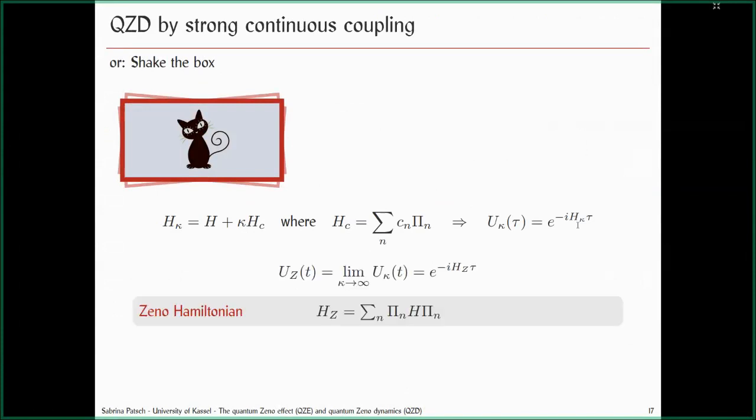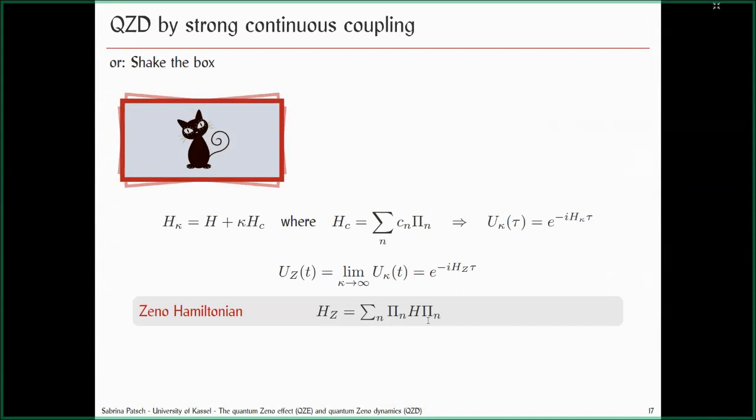And it's the very same thing. So you calculate the limit. And in the end, you have the temporal evolution, which is just given by the unitary, with H being the Zeno Hamiltonian. And here now, the projection operators come from the eigenbasis of the coupling Hamiltonian.